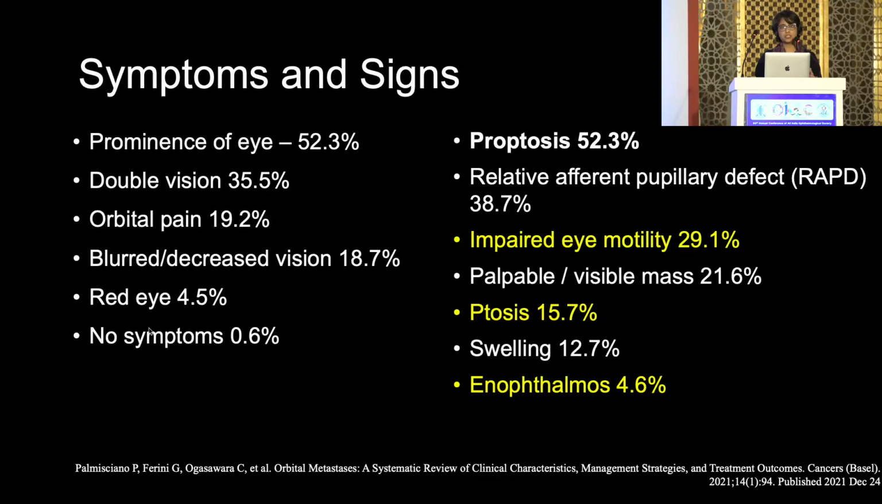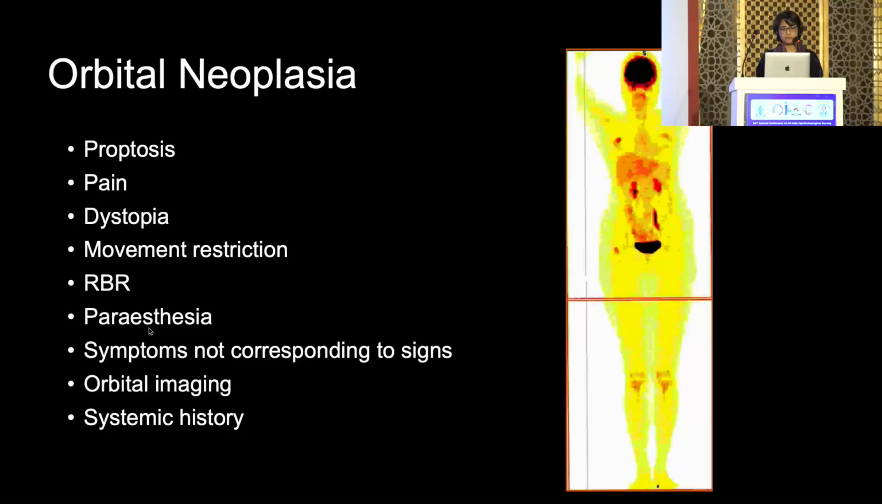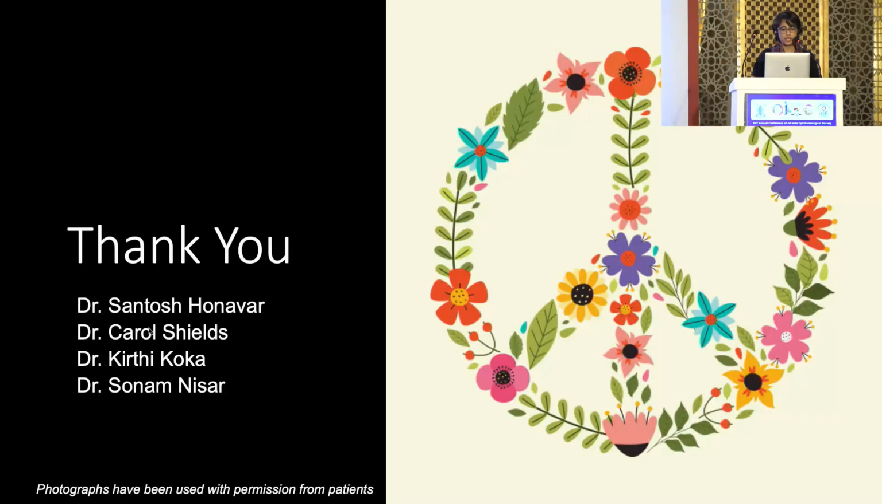And while proptosis is the most common feature, impaired eye motility and ptosis can also be present. And enophthalmos is a sign of scirrhous kind of carcinomas involving the breast and the stomach mainly. So for orbital neoplasia, the red flags that we need to be careful about are the presence of proptosis, pain, paresthesia, dystopia and movement restriction, raised retrobulbar resistance, and of course corresponding imaging, as well as the systemic history, which is very important. Thank you very much.